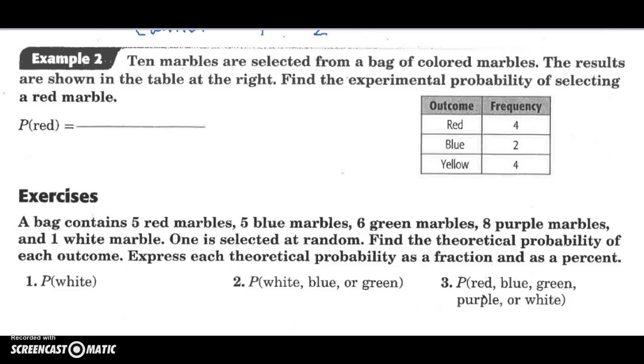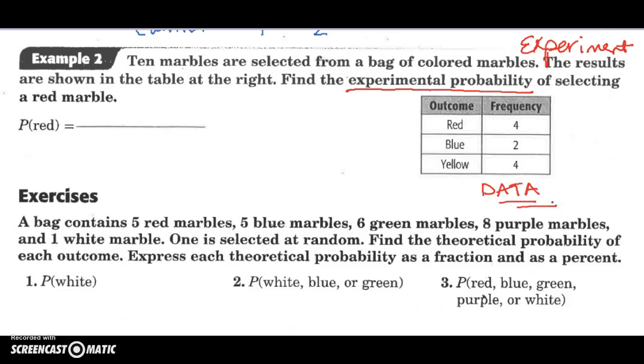In example 2, it says 10 marbles are selected from a bag of colored marbles, and the results are shown in the table at the right. In other words, they did an experiment, and this was the results of their experiments. So this makes experimental probability. We actually tested it, and this is the outcome. This is the data we collected from our experiment.